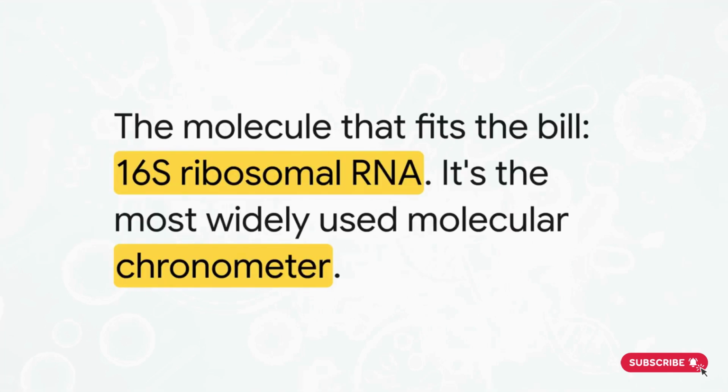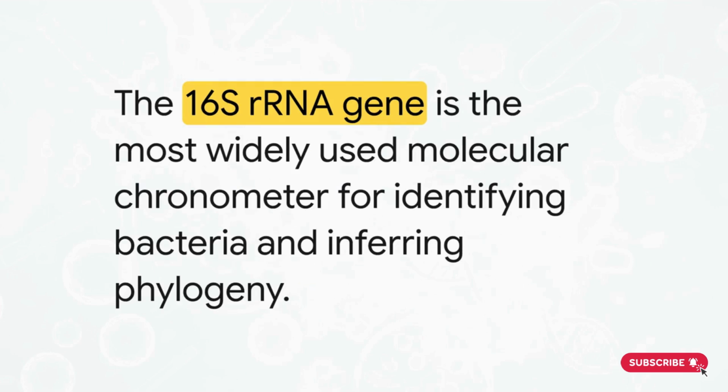So what's the magic molecule? What's the one that fits the bill almost perfectly? It's a gene called 16S ribosomal RNA. I know, it's a mouthful, but here's why it's so great. It's a key part of the ribosome, which is the protein-building factory in every single cell. Since all life needs to build proteins, we all have this gene. It's the perfect universal yardstick. So basically, what this all means is that the 16S gene is like a universal barcode for life.